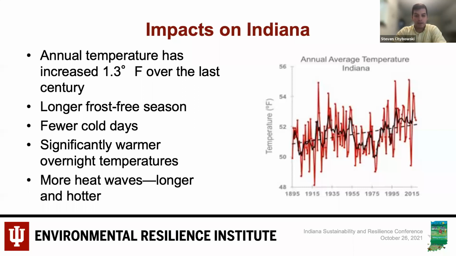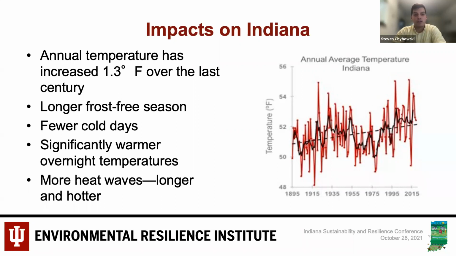And what are the impacts of all of this on Indiana specifically, and what have the impacts been? Well, over the last century, we have seen the annual temperature of Indiana increase by 1.3 degrees Fahrenheit. Again, that's the average temperature over the full calendar year, and that's really a relatively dramatic increase over that length of time for our planet.